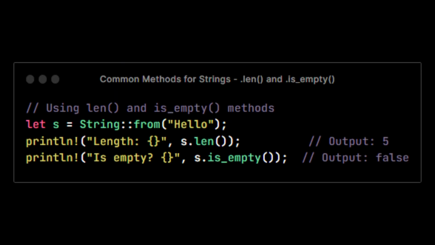Common methods for strings: len and is_empty. The len method returns the length of a string, which is the number of bytes it occupies. The is_empty method checks if a string is empty.